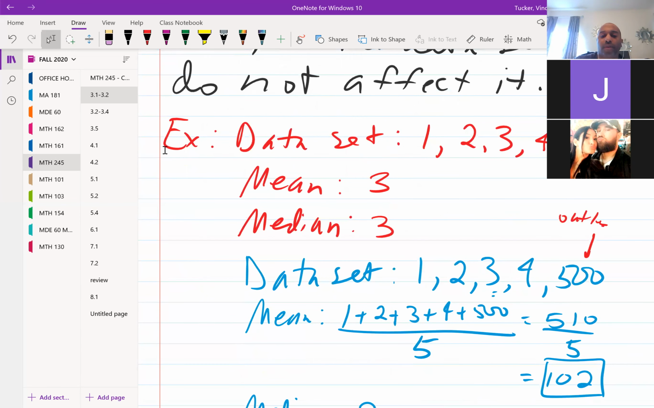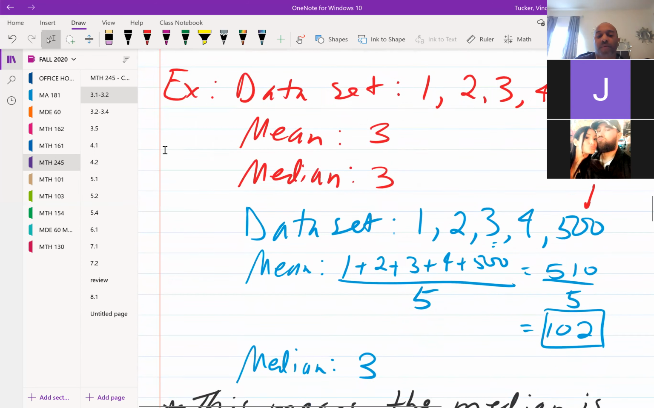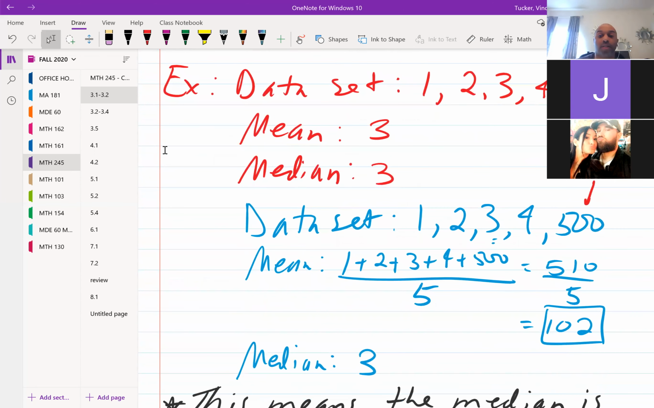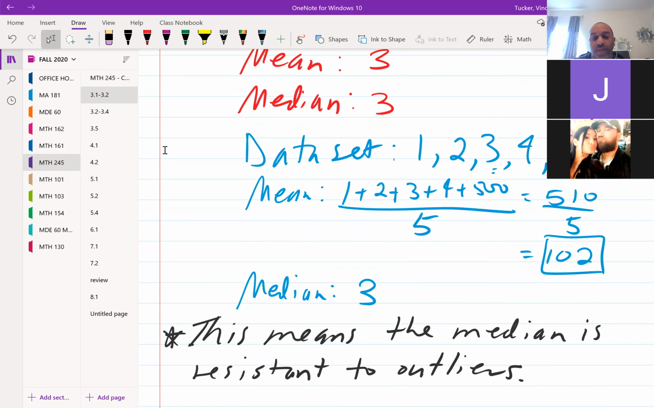Now, if I change that last data value to 500 instead of 5, 500 will be an outlier in comparison to 1, 2, 3, 4. If I add those together and divide by 5, I get 102. That will be the average. But notice my median is still 3. So the median didn't change, even though I have an outlier. What this means is that the median is resistant to outliers.